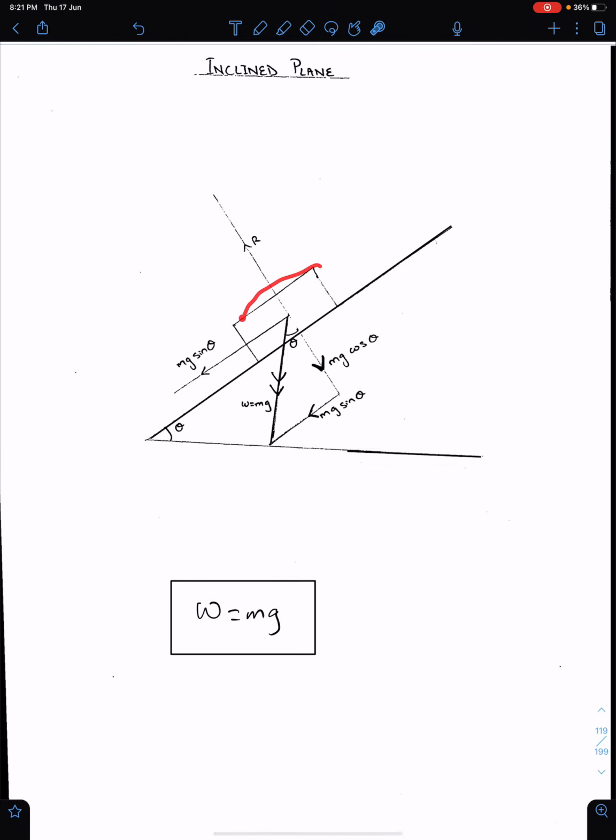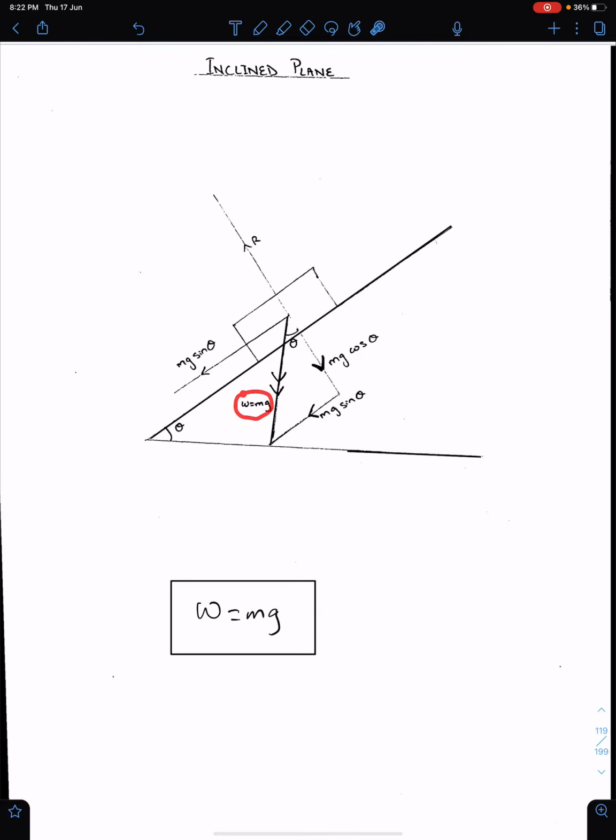Given that this object is at rest on this inclined plane, which is inclined at an angle theta from horizontal. This is the weight of the object because weight always acts vertically downwards. It makes 90 degrees with the ground. And the formula of weight is mg.